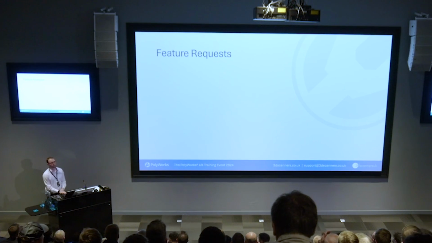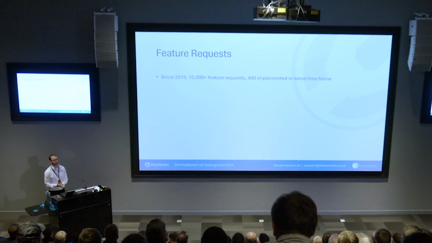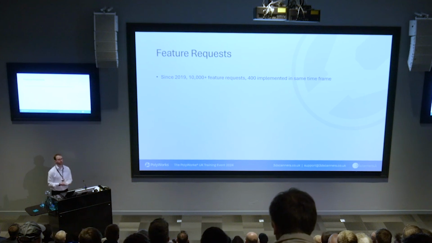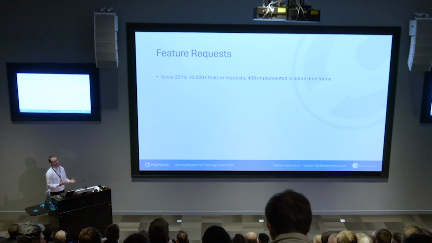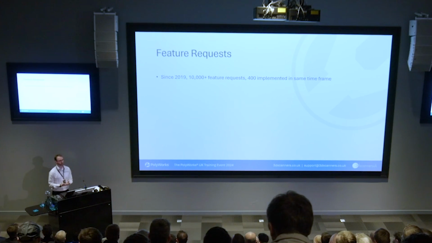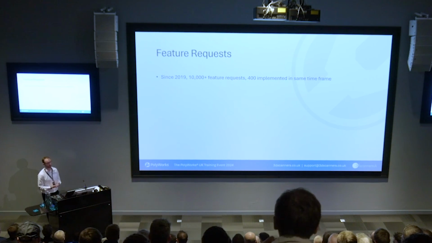So feature requests, some of you may already be familiar with the term. Feature requests are essentially customer-driven improvements. Since 2019, you'll see on the screen that there have been 10,000 plus feature requests. So that's people like yourselves, either emailing us or emailing Infometric directly and asking for certain improvements or new features in the software. 400 of those have been implemented in that same time frame. So like I said, it is completely customer-driven.